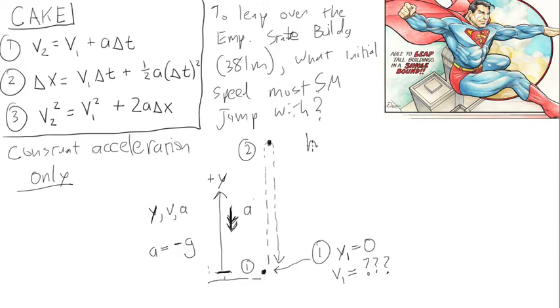Now up here, what do I know about his position and his velocity at state 2? Well, to start with, his position is going to be h, which is this height, 381 meters. I'm leaving it as h for right now, so I can plug this in later.